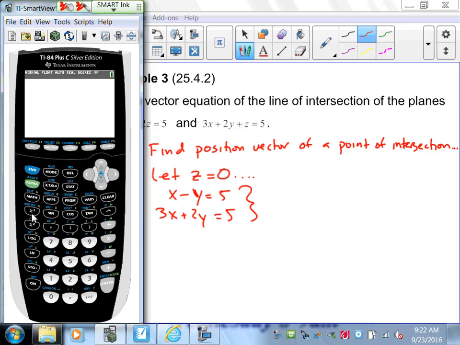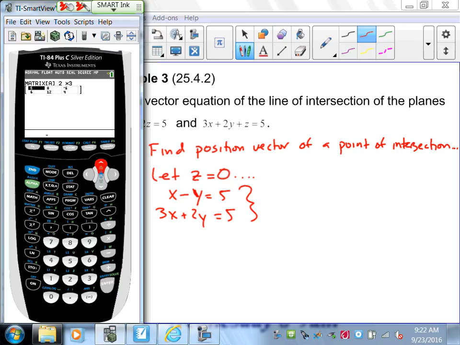All right. So, see where x is the inverse, x is negative 1. Hit second matrix. And then we're going to go to edit. So go over to edit on that side. You want a 2 by 3 matrix because this is your x, y, and your answer.